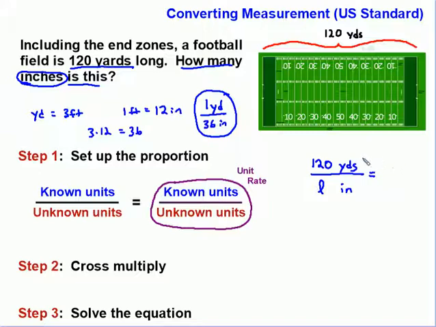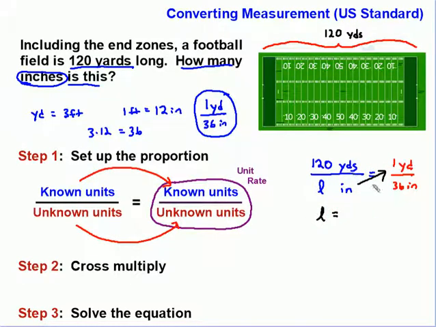So in this case, we're going to match up our units. The known units will match with the known units, and the unknown units will match with the unknown units. Known to known, unknown to unknown. So we know that 1 yard is equal to 36 inches. And now we have a proportion that we can solve. 120 yards times 36 and 1 times L. So we'll cross multiply here. 1 times L is just L.